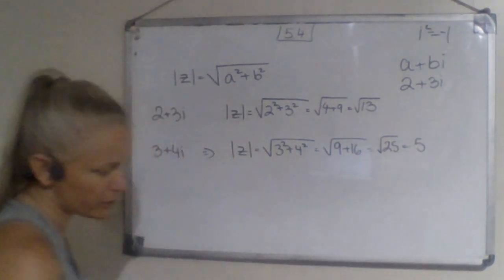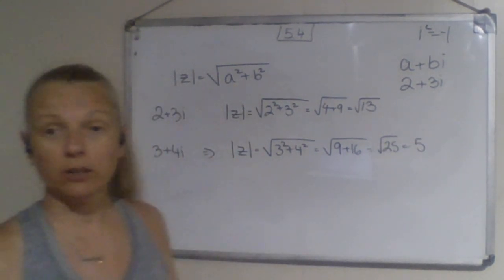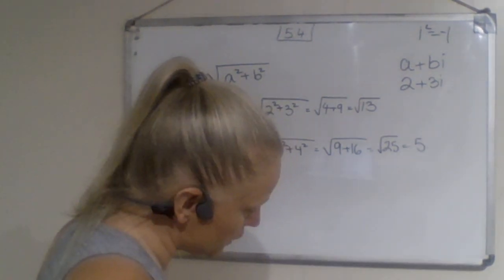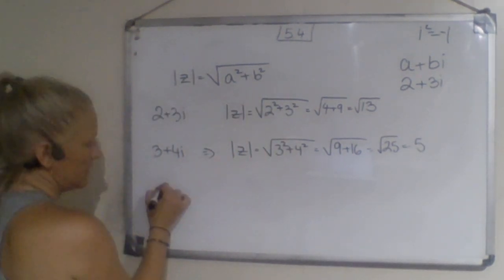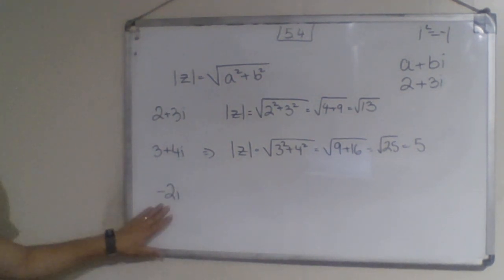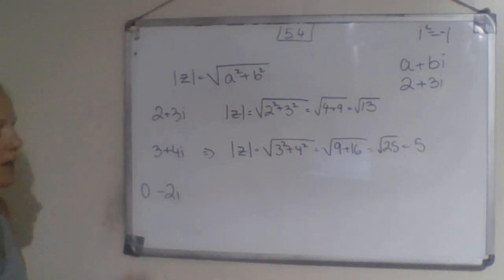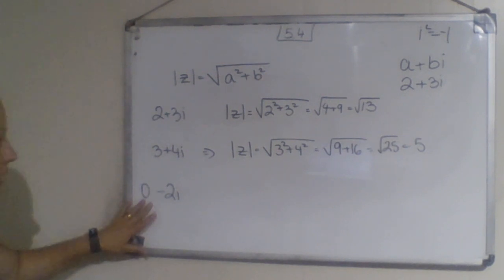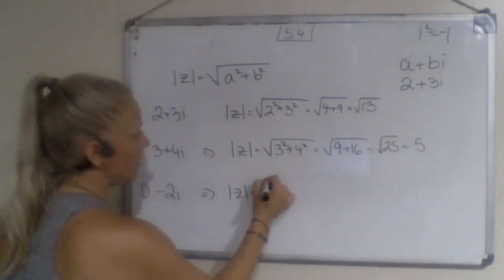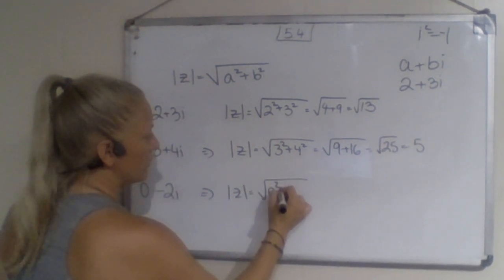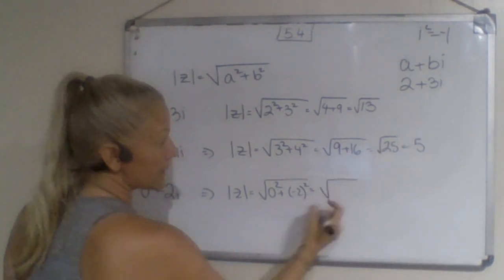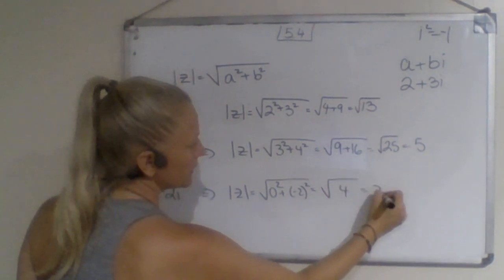Why don't I do plus or minus 5? This is an absolute value. We cannot have an absolute value be a negative number. Let's try another one just so you don't get confused. What if we get the absolute value of negative 2i? If you get confused, remember you can put a 0 in front of it, and that way you know your a is 0. The absolute value of z becomes the square root of 0 squared plus negative 2 squared, or the square root of 0 plus 4, which is 4. Square root of 4 is 2.